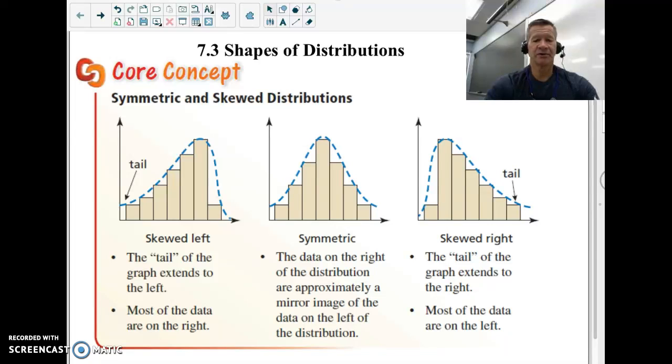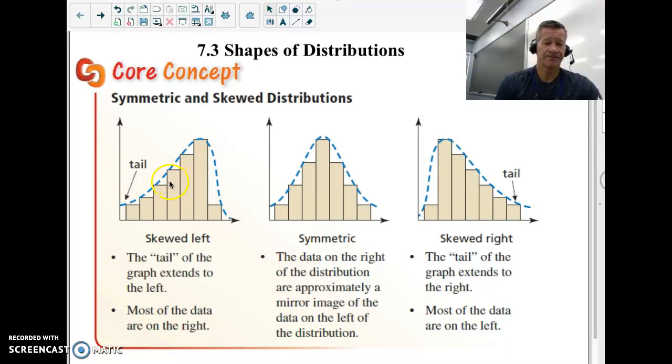Section 7.3, shapes of distributions. We're going to do example 1 here. We talked about the shapes of distributions when we're looking at a box and whisker plot. Now we're going to talk about the shape of a distribution when we're looking at a histogram. So you look at these 3 diagrams here.